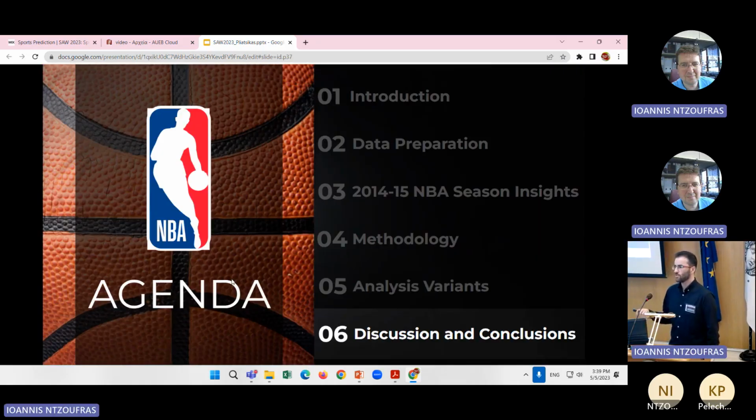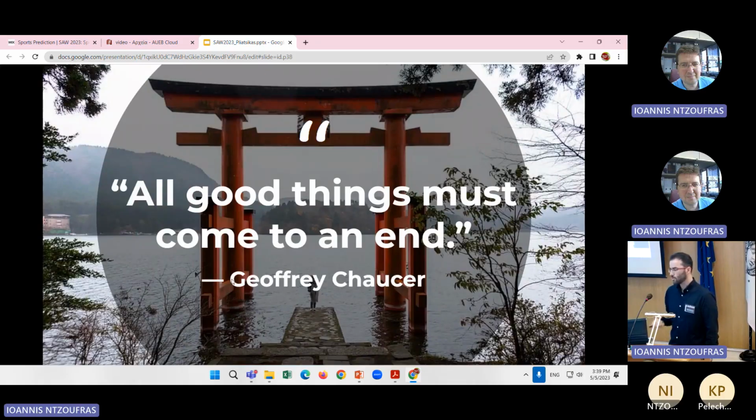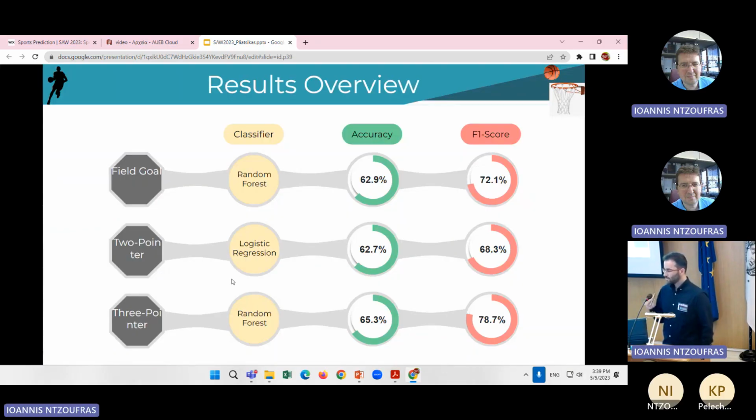Time for the final part of our presentation, because all good things must come to an end. The accuracy benchmark, along with results from past literature, were used as a point of reference for comparing our results. So, not only were we able to increase the predictive accuracy, but also achieve very high F1 scores, which was our main evaluation metric.